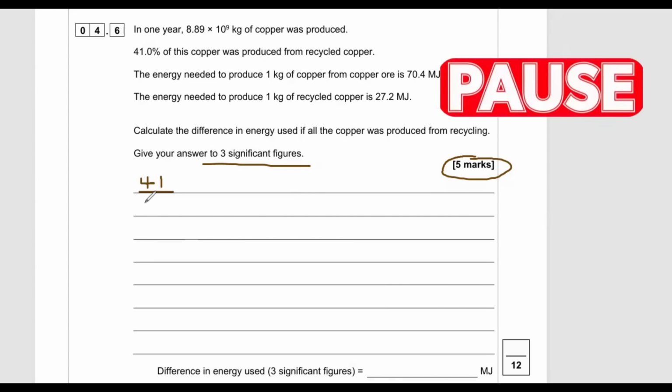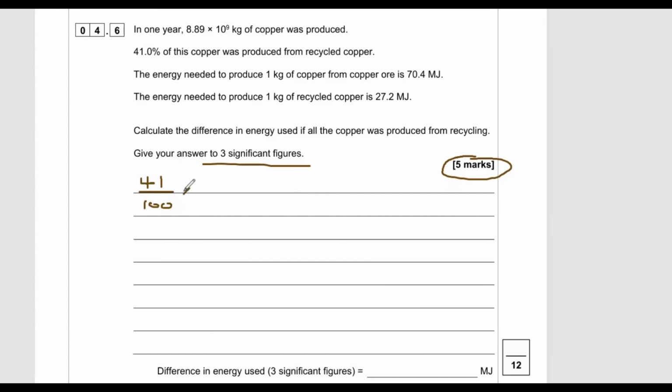Okay, so first up, I want to find out 41% was produced from recycled copper. So I want to find out what 41% of 8.89 times 10 to the 9 is. So I'm going to do 41 divided by 100, and I'm going to times it by 8.89 times 10 to the 9. And this is going to tell me how many kilograms of copper were made by recycling. So let's work that out.